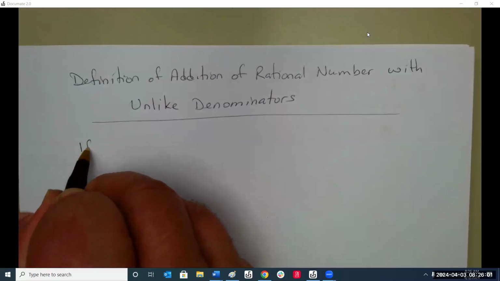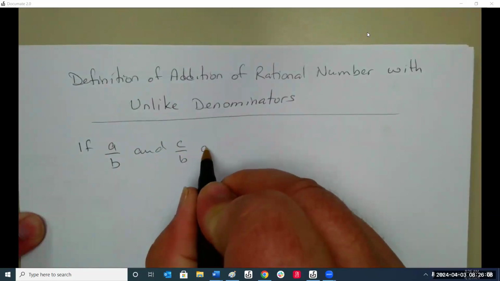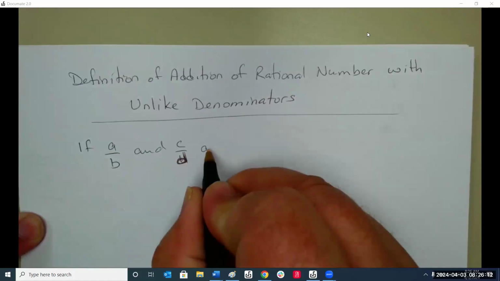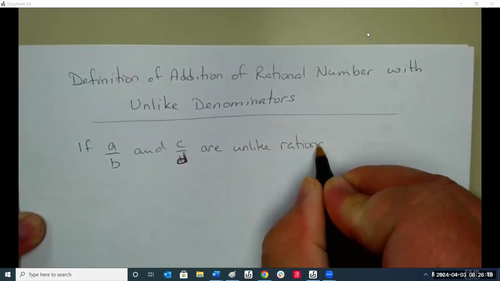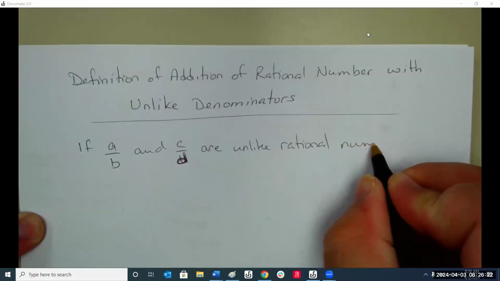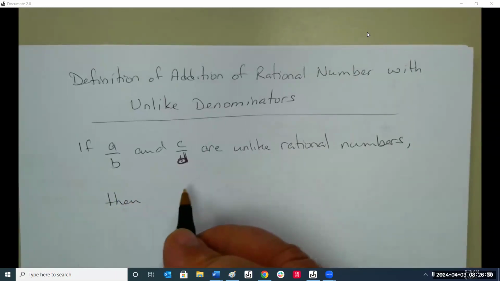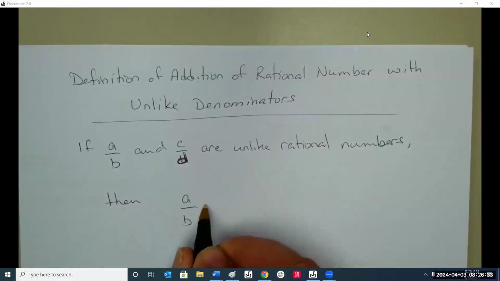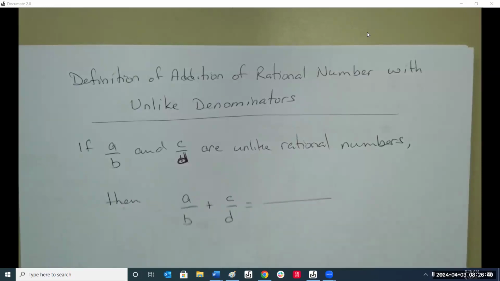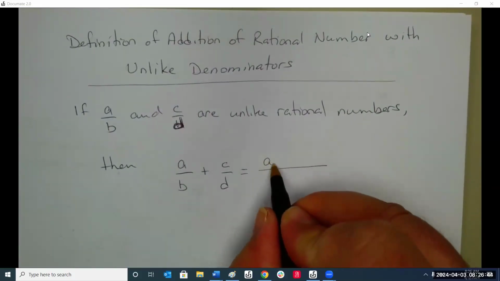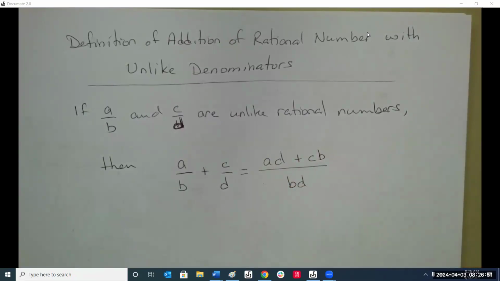Here we have the same thing. If A over B and C over D, it has to be different bottoms, are unlike rational numbers, then A over B plus C over D is equal to AD plus CB over BD.